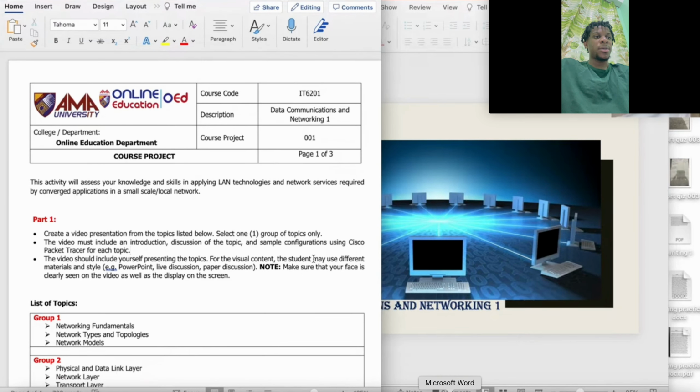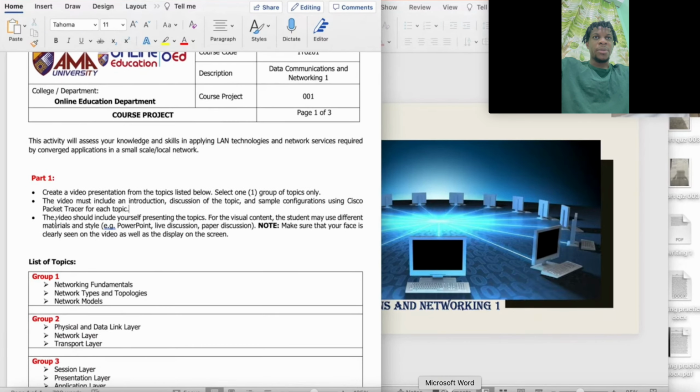Here we'll be looking at some of the activities. In this activity, you assess your knowledge and skills in applying LAN technologies and network services required by converged applications in a small scale and local network. Part 1. Create a video presentation from the topic listed.